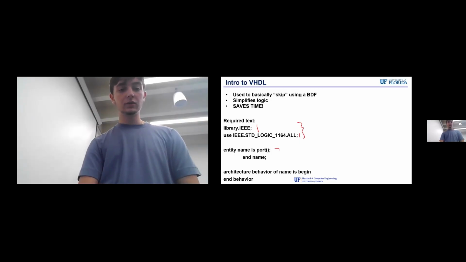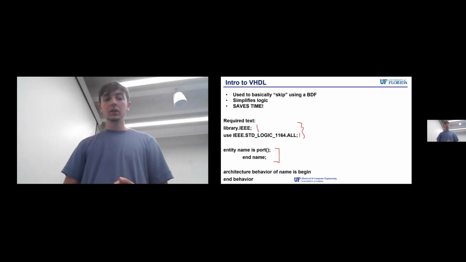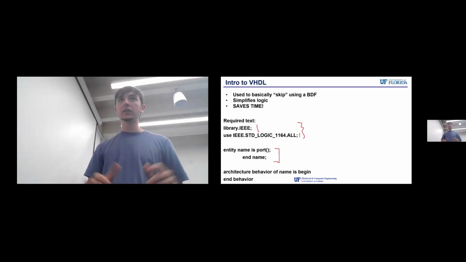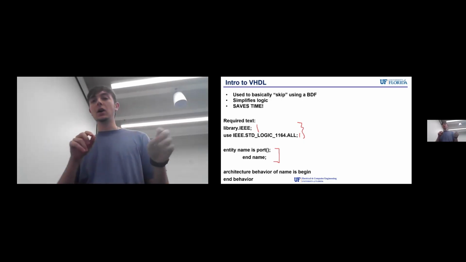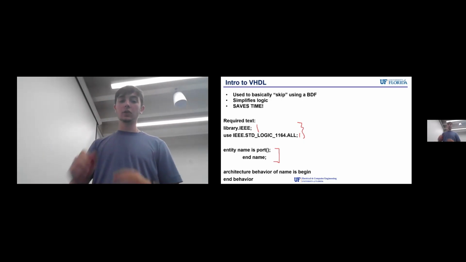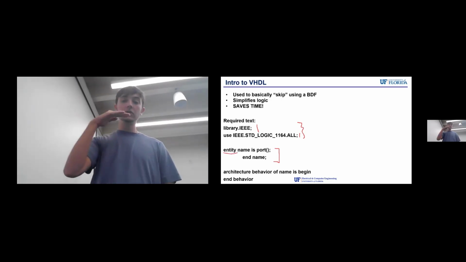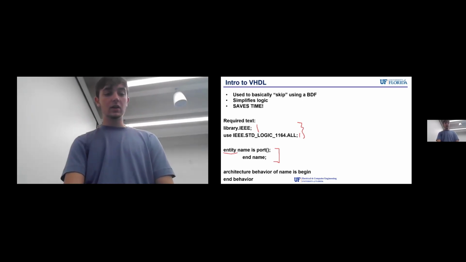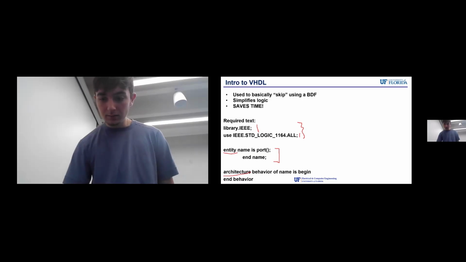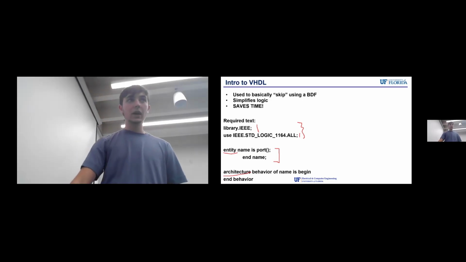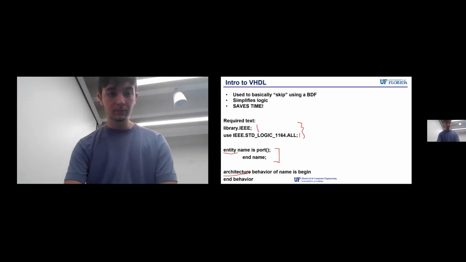Then this section here is basically how we'll identify our input signals. That'll be everything that goes into our box. So you're basically making a black box, as he likes to call it, so anything in the entity is what goes into the black box, and anything in the architecture is what comes out of the black box. That may not make much sense right now, but we'll go over that in a little bit.